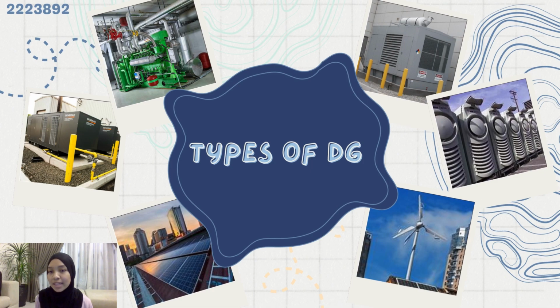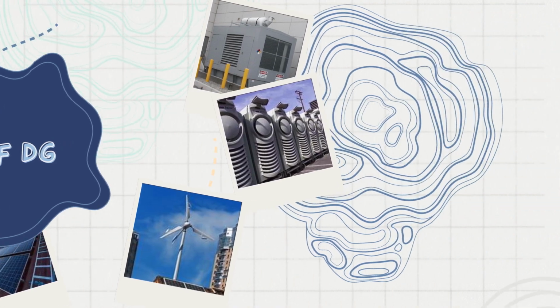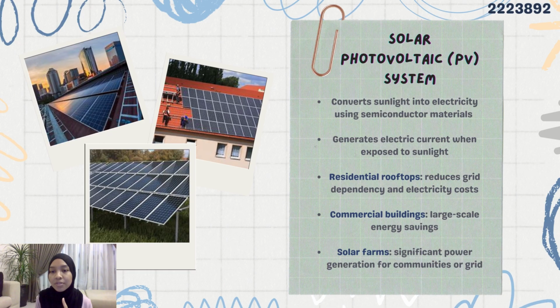So I will be explaining the types of distributed generation. Distributed generation isn't limited to a single type. As a matter of fact, it encompasses a very wide range of technologies and energy sources. So first, let's take a look at the solar photovoltaic system, also known as PV system. A PV system converts sunlight into electricity using semiconductor materials like silicon, and when sunlight strikes this material, it generates an electric current, thus producing power.